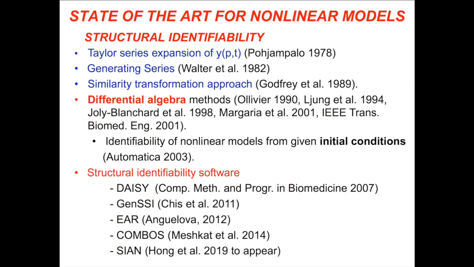And very important has been the introduction of differential algebra in system theory. And this is due to Michel Fliess. And different differential algebra methods have been proposed. And they differ, for example, in the choice of the differential ring where to work, or in the choice, for example, of the elimination algorithm that one adopts. And so different methods have been proposed, and particular attention has to be paid to identifiability of nonlinear models from given initial conditions, because it is not automatic. You have to adapt the differential algebra method a little bit to these situations.